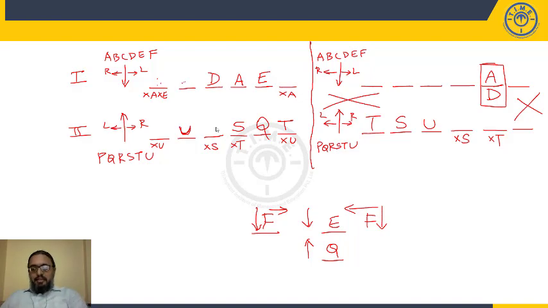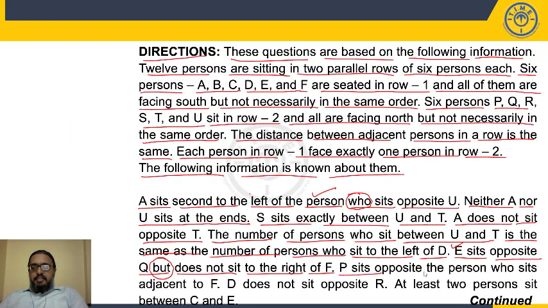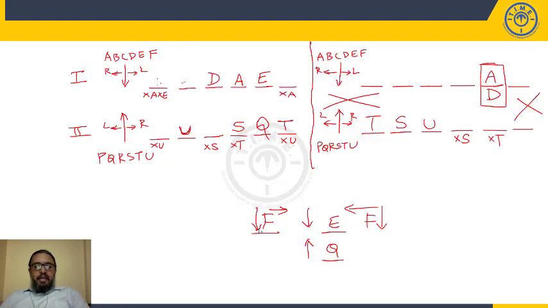Then P sits opposite the person who sits adjacent to F. So P is opposite the person who is adjacent to F. Now whoever is adjacent to F, P will be opposite to that person is basically what he is trying to tell you. So I can have F in the extreme. So P should be opposite to the person who is adjacent to F. Now what will happen if I put F at the extreme?